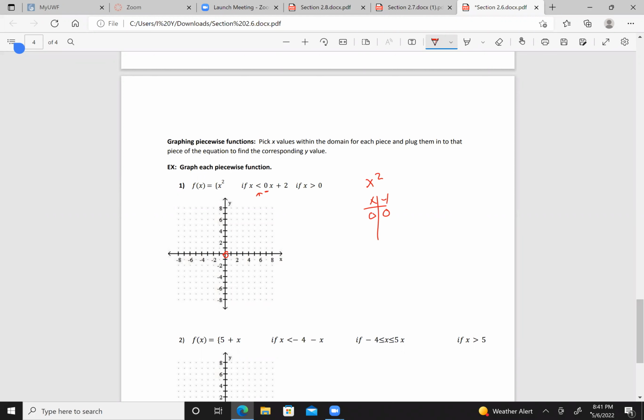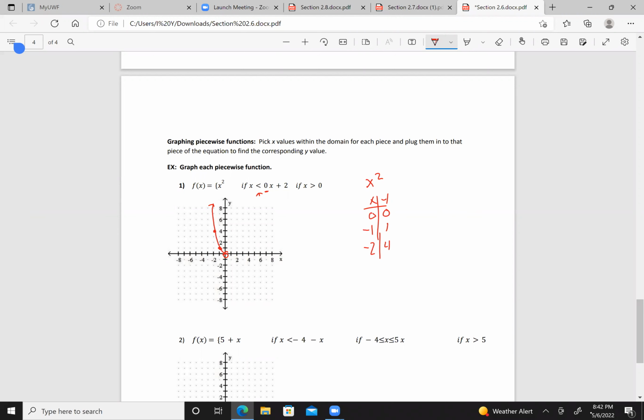Now we're looking for x less than 0. So we go to negative 1. Negative 1 squared is 1. So here's my point here. Then maybe to get a good idea what this looks like, let's go to negative 2, also less than 0. And that's 4. And as experience has shown me, what I'm looking at is something like this.